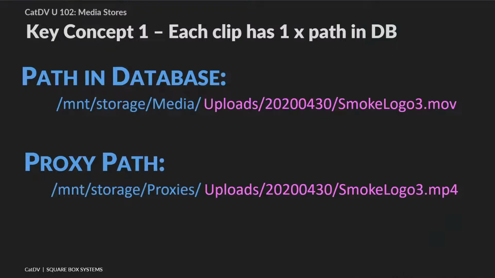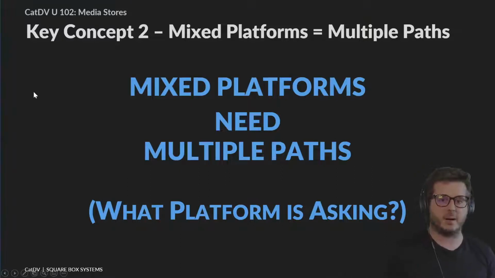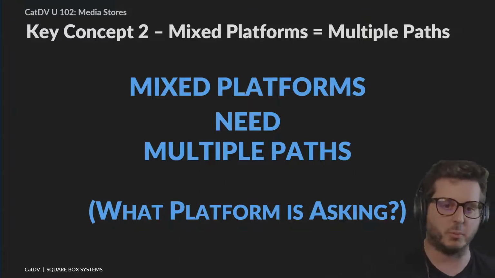The mount storage proxies is Cheltenham, my house. But the route to get to the goodies is the same, regardless of where, with these relative paths. So yeah, key concept number 2 is that mixed platforms need multiple paths.